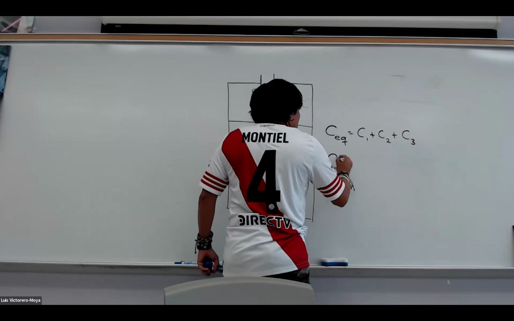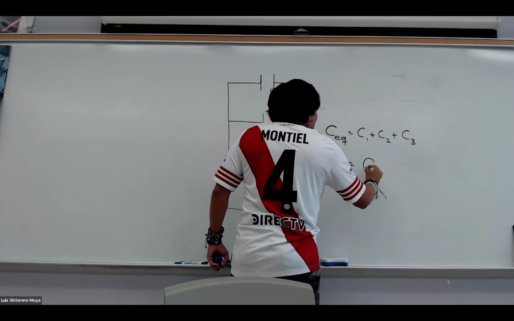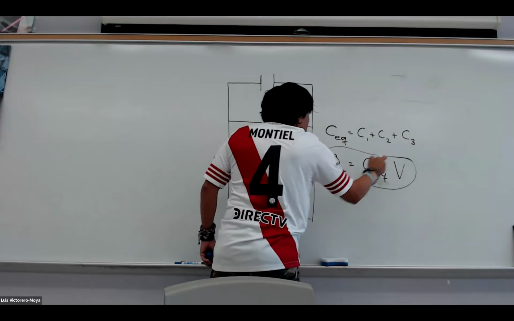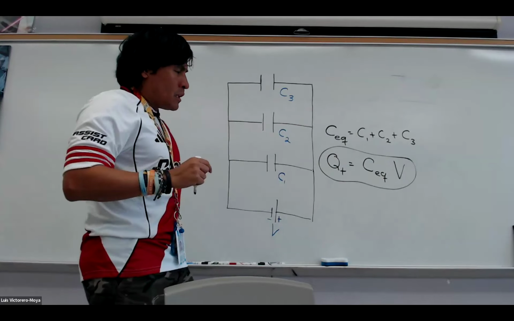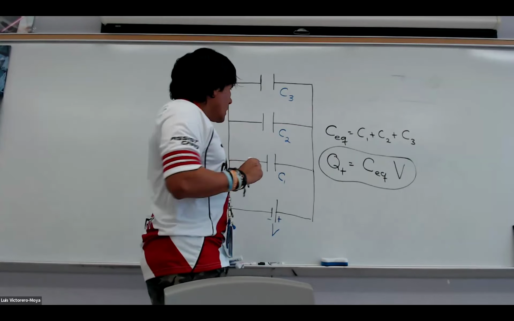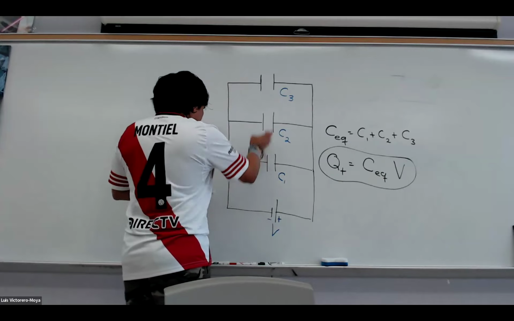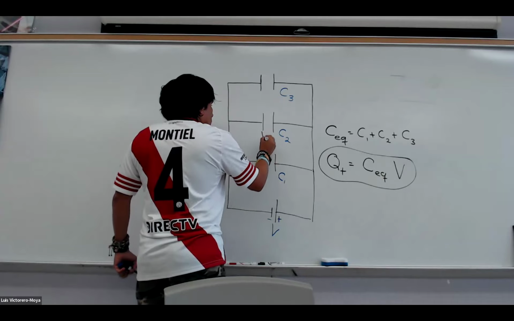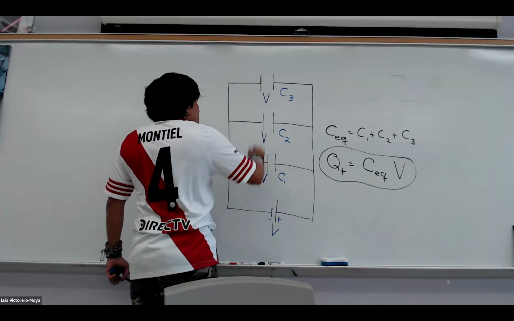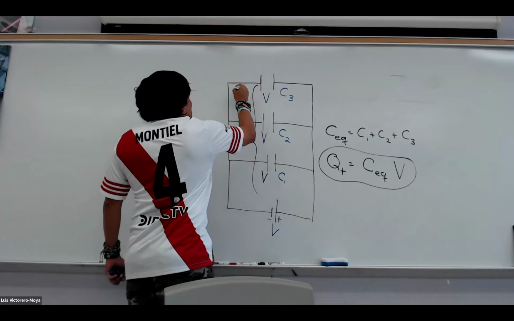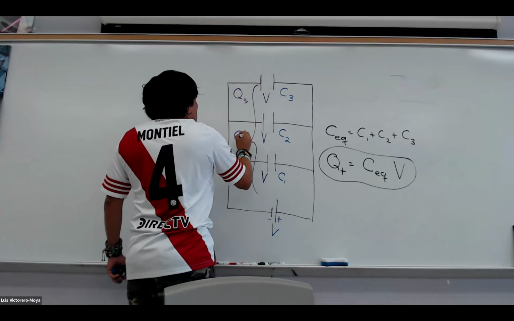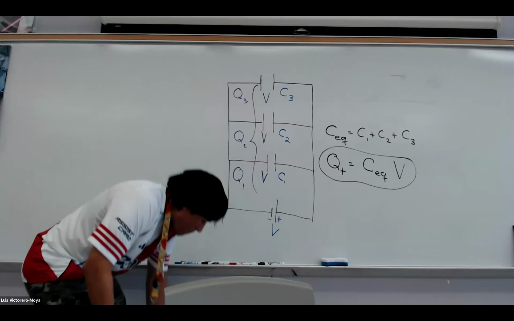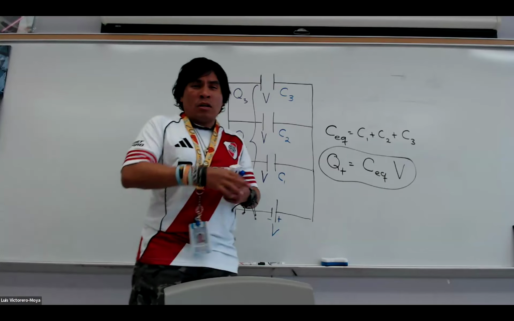So that means that the total charge is the equivalent capacitance times the voltage supply. This is important, all right? You want to relate, and that comes from the definition of capacitance, by the way. Now, this V is the same across each of these. So V, V, V. So what's split? Q3, Q2, Q1.